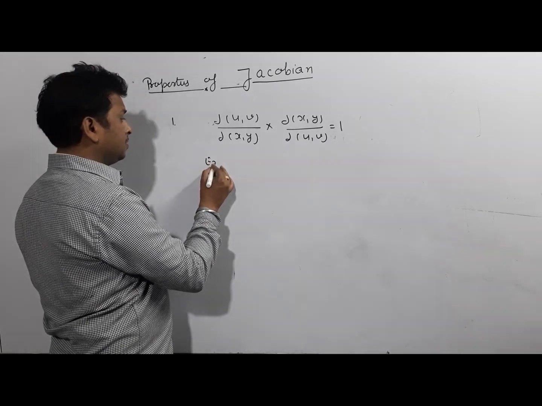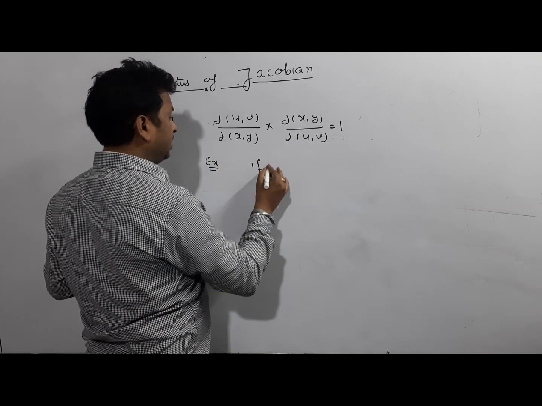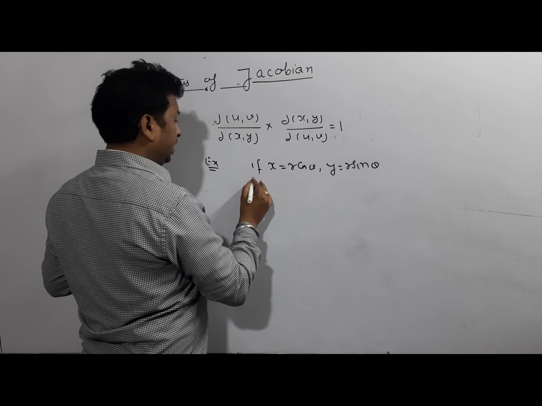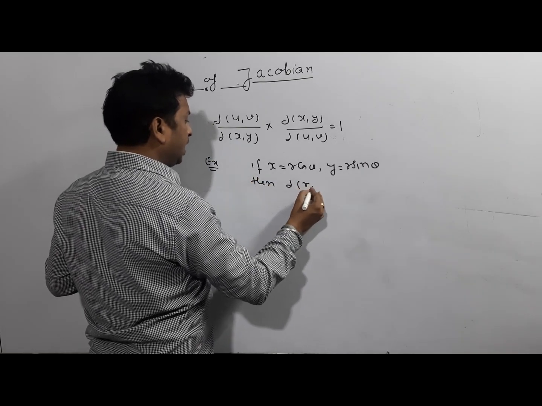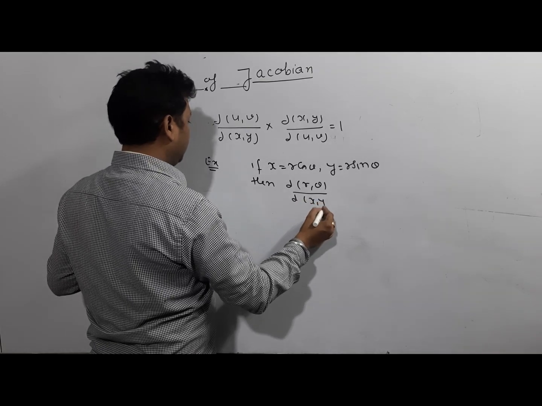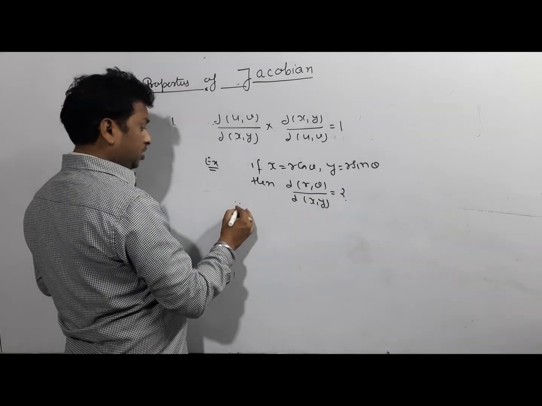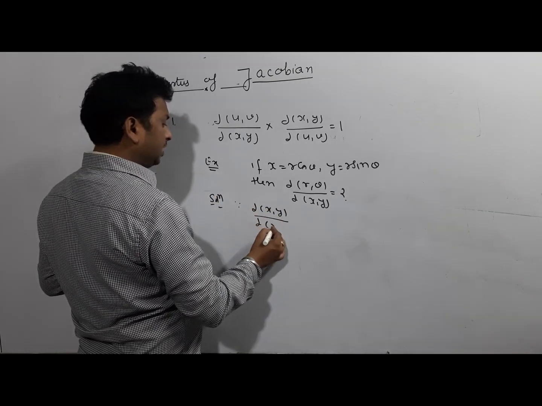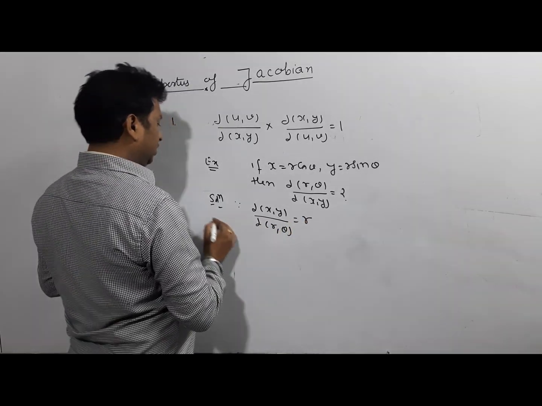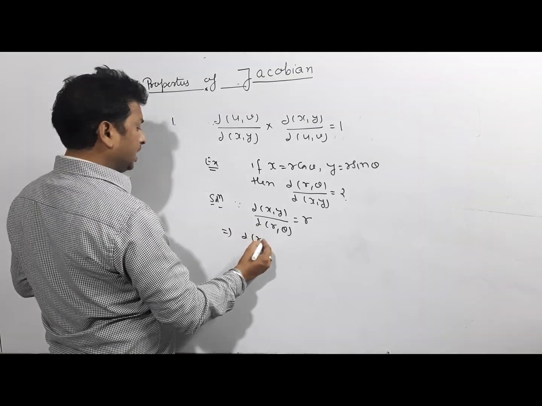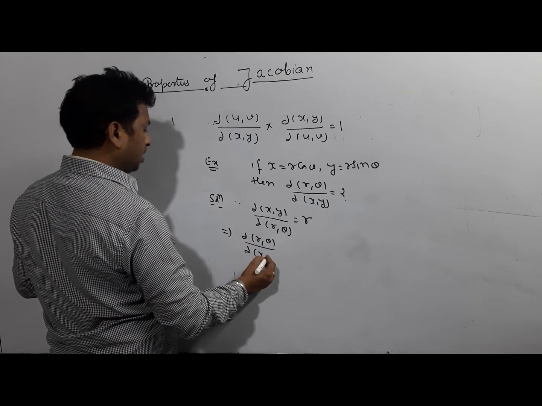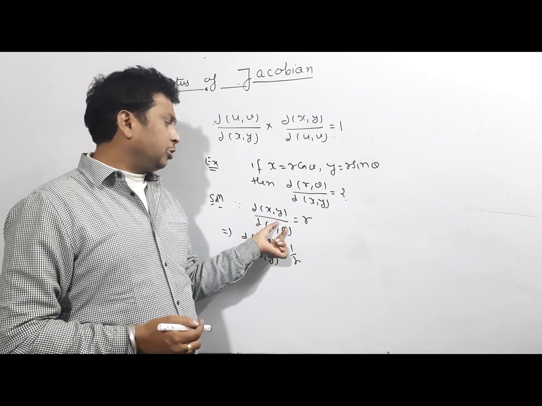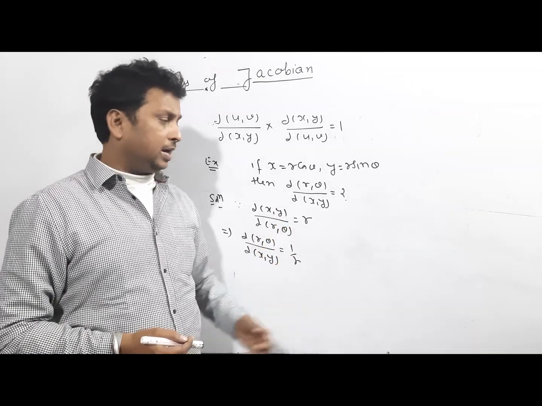For example, if x is equal to r cos theta, y is equal to r sin theta, then what is the Jacobian of r theta with respect to xy? How do we calculate it? The Jacobian of xy with respect to r theta, we know the value, r. This implies the Jacobian of r theta upon xy is 1 by r. That's very easy. Because you know its Jacobian, just take 1 by r.